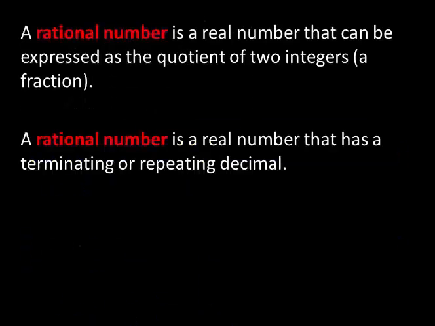Real numbers are either rational or irrational. And first we're going to define what is a rational number. It has two definitions. One is that it is a real number, of course, a decimal number that can be expressed as the quotient of two integers. It can be expressed as a fraction.